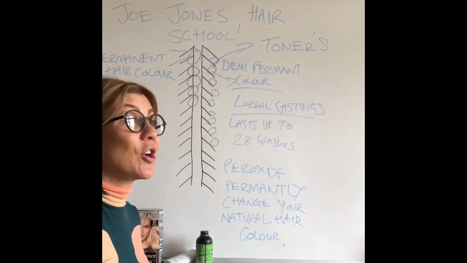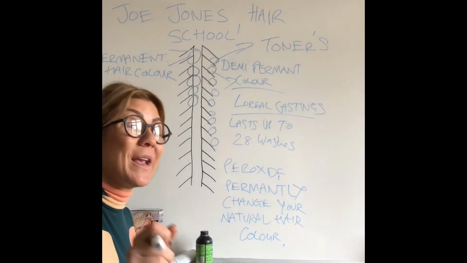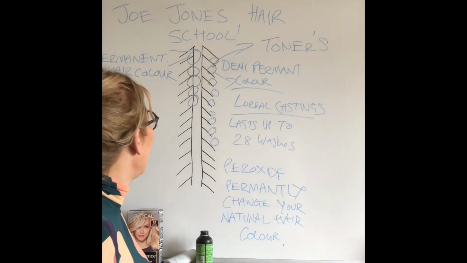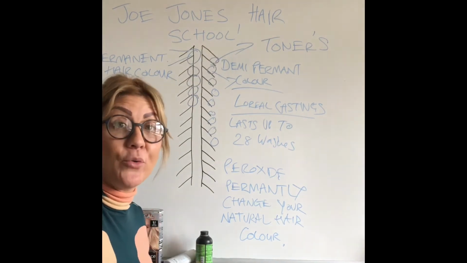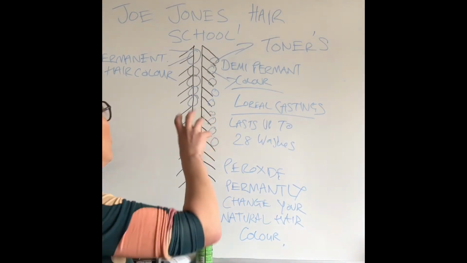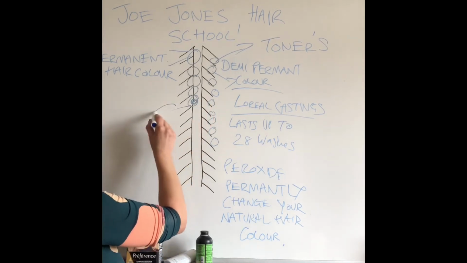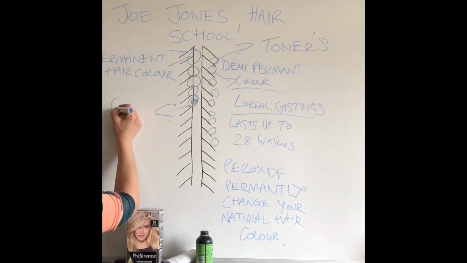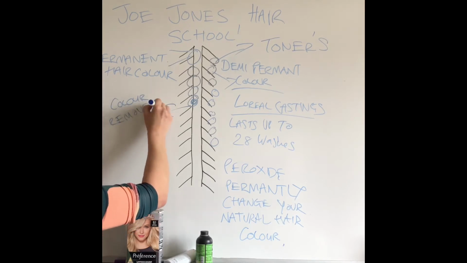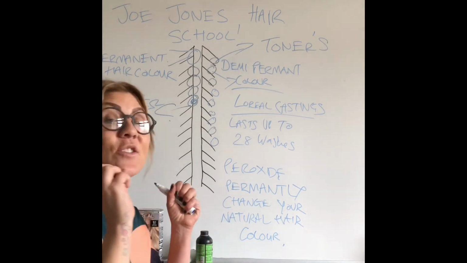A permanent colour pigment will never wash out. The only way you can get a permanent colour pigment out is by using a colour remover, which I will go into another time. A colour remover will shrink the pigment, making it small so that it will pop back out. But the only way you can do that is with a colour remover. So once you put a permanent colour on your hair, it is always there.